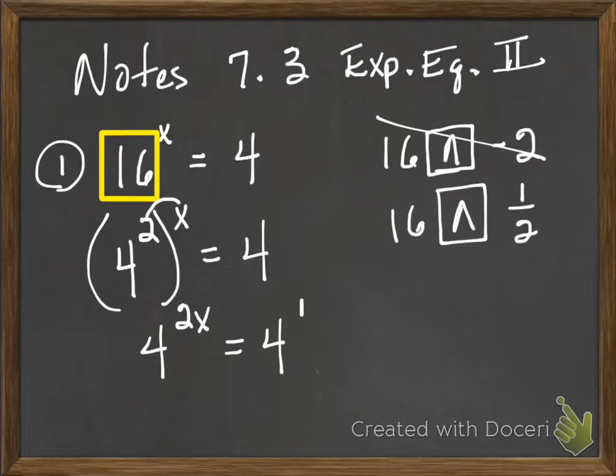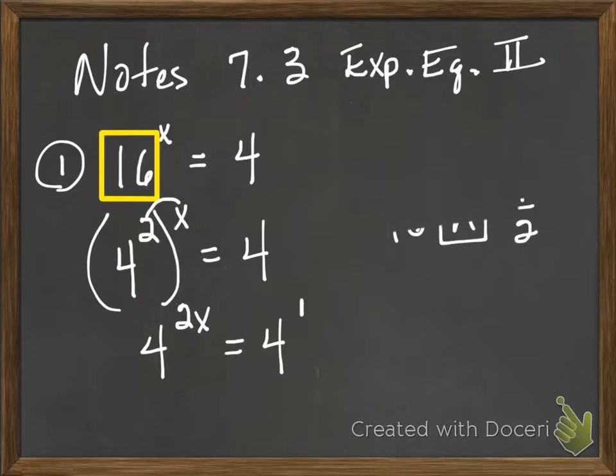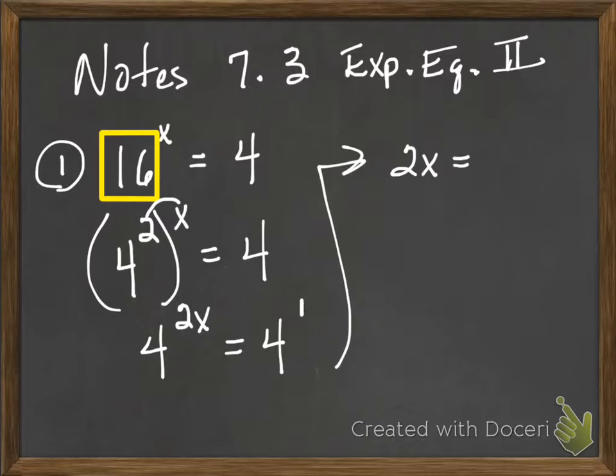Now, do you have both sides in the same base? Yes. Once both sides are in the same base, what can you set equal? It starts with an E. Exponents. So if the bases are both 4s, then 2x would have to be equal to 1. If the bases are equal, then the exponents are equal. And then you solve for x.